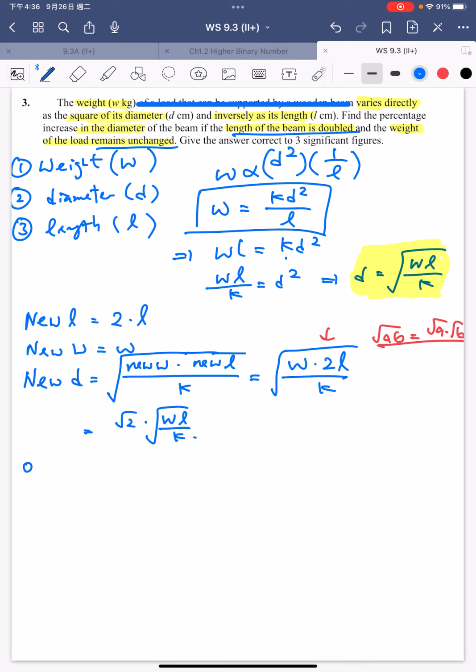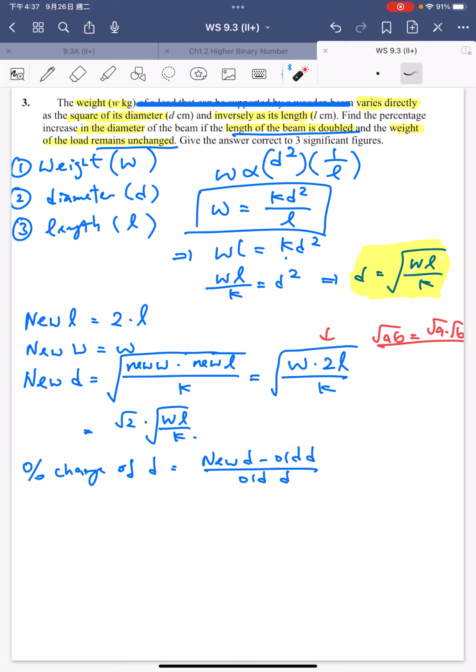Now we can calculate the percentage change of D, which uses the new value of D minus the old value of D, then divided by the old value of D. If you still remember, the new value of D is going to be the square root of 2 times the square root of WL over K, minus the old D. So this is our old D. The relationship between D, W, and L.